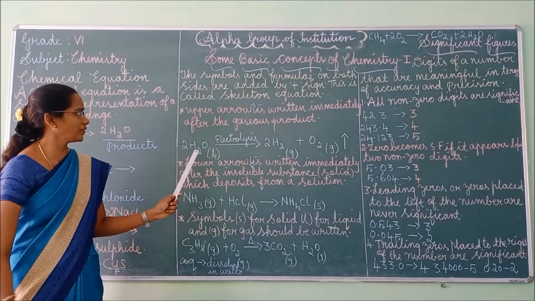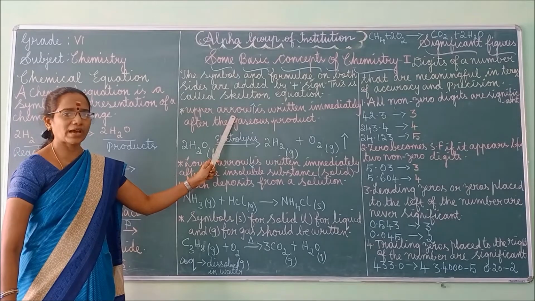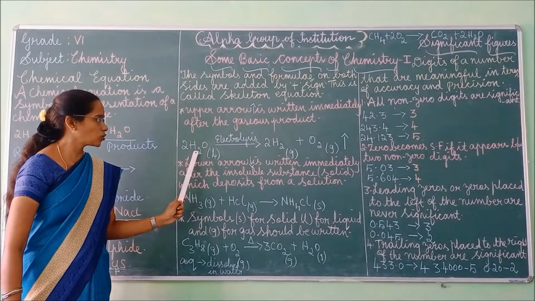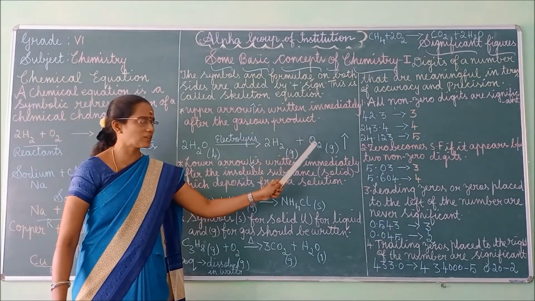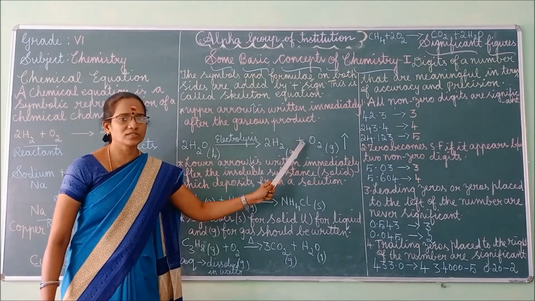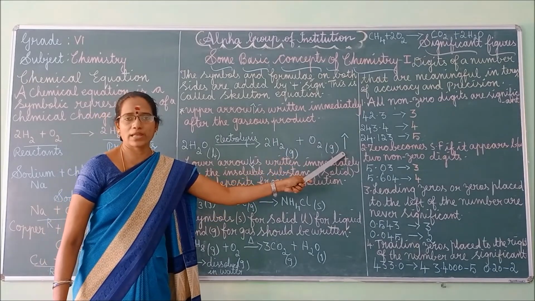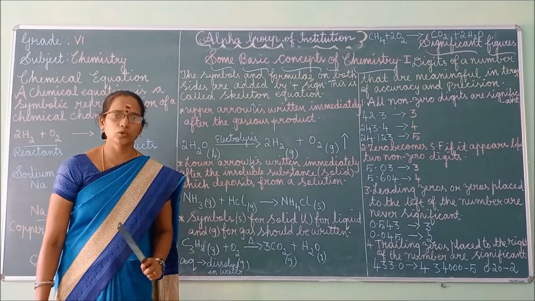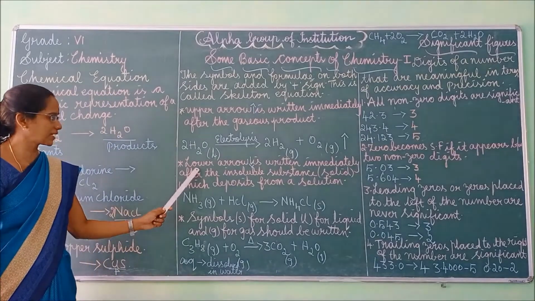Okay, so what we have to do, the upper arrow is written immediately after the gaseous product. So water on electrolysis gives hydrogen as well as oxygen. You know very well oxygen is a gas, isn't it? So you have to put the upper arrow like this. This is only applicable for gaseous product, and you have to remember, right children? Good. So next we can move to the second point.